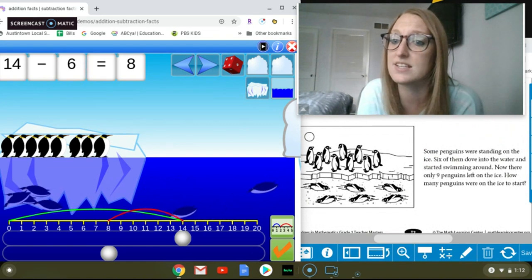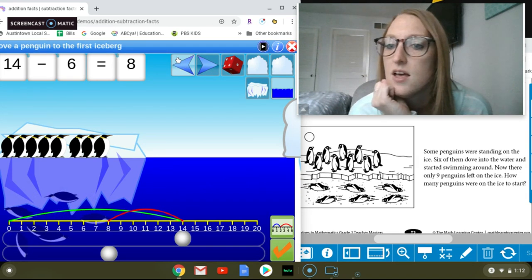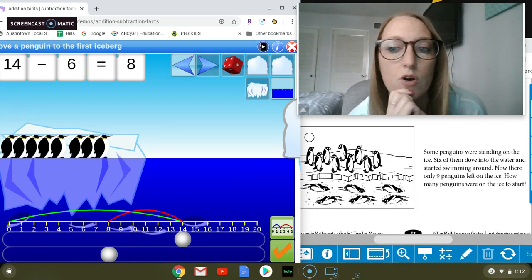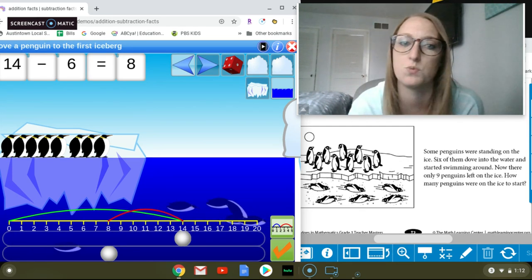This says some penguins were standing on the ice. Okay. 6 of them dove into the water and started swimming around. Now there are only 9 penguins left on the ice. So how many more penguins were on the ice to start?